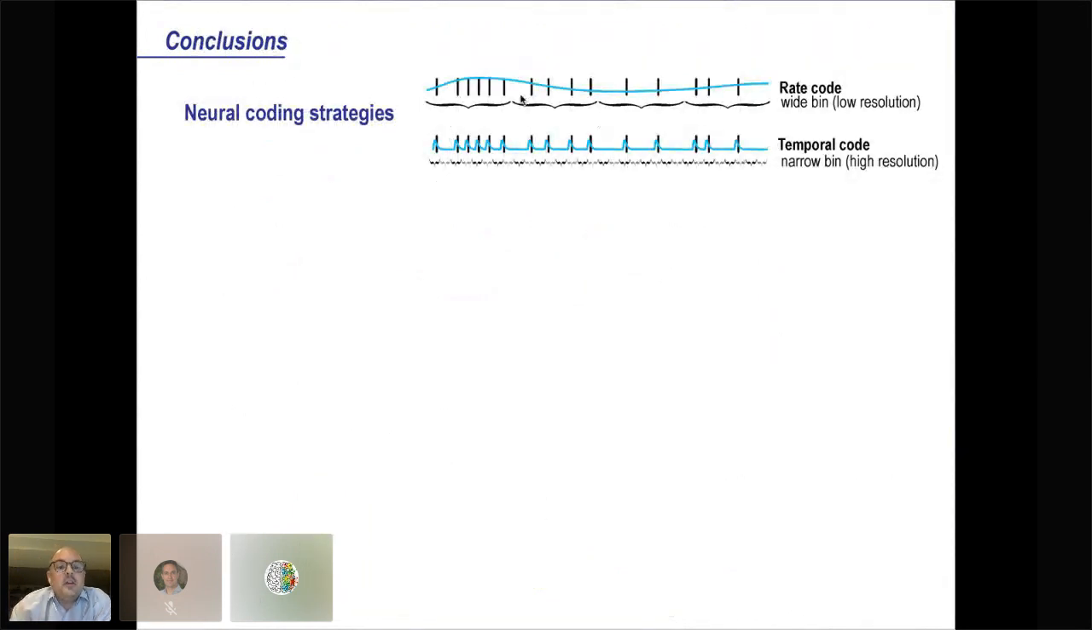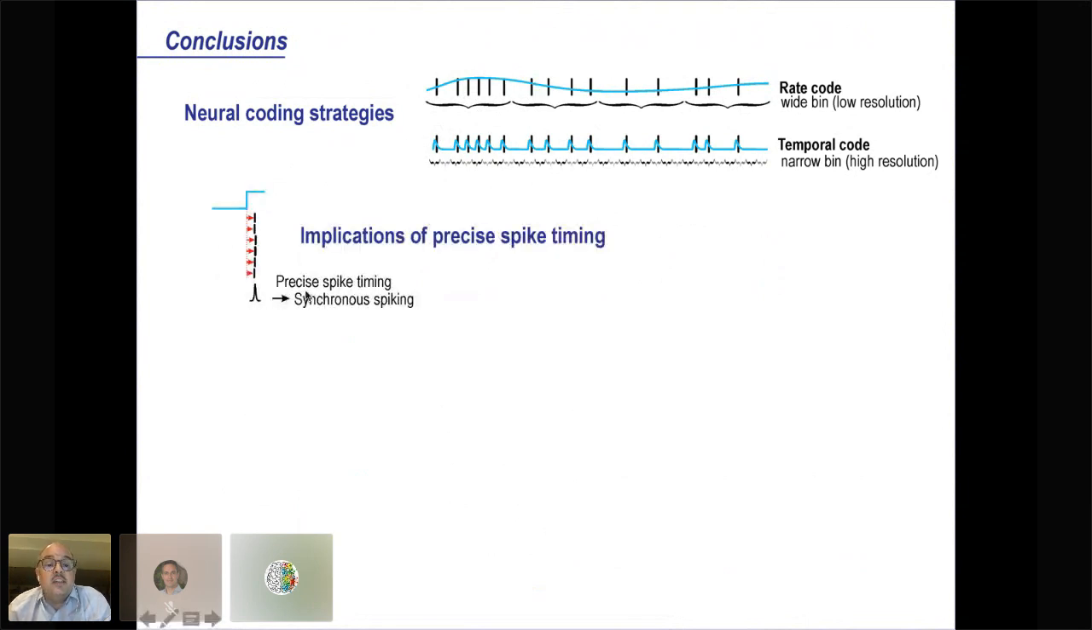So to wrap up, I started by telling you about these neural coding strategies and tried to really distinguish between rate coding and temporal coding, really as a basis of how it is that you're counting the spikes. Are you using high resolution or low resolution, a narrow bin or a wide bin? And really the appropriateness depends on the type of signals that you're dealing with. But if you do have precise spike timing, this is really a prerequisite for synchronous spiking at the network level. So precise spiking at the single cell level can give rise to synchronous spiking at the network level if those neurons are receiving a common input.